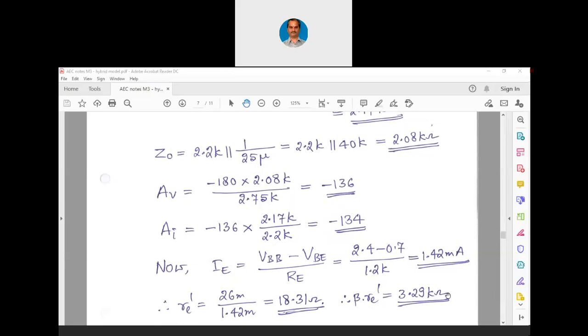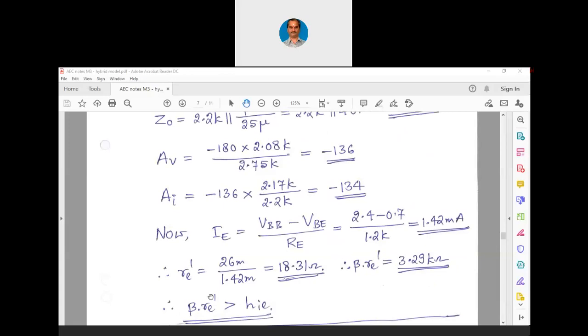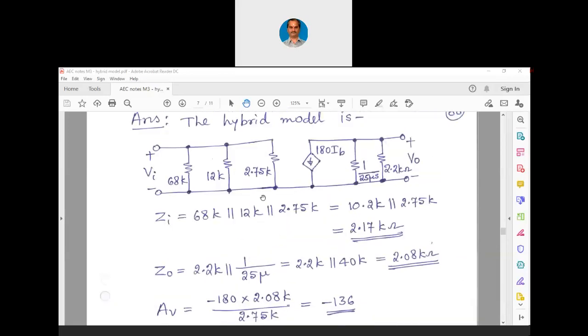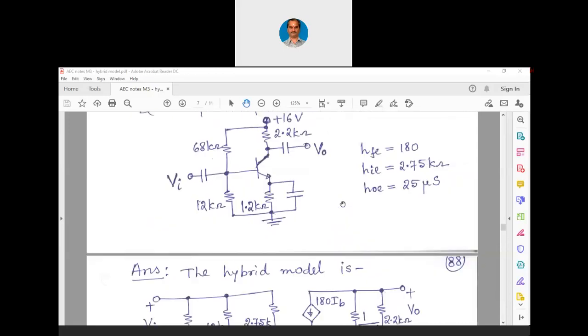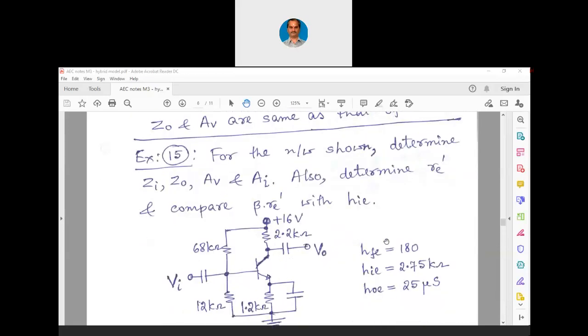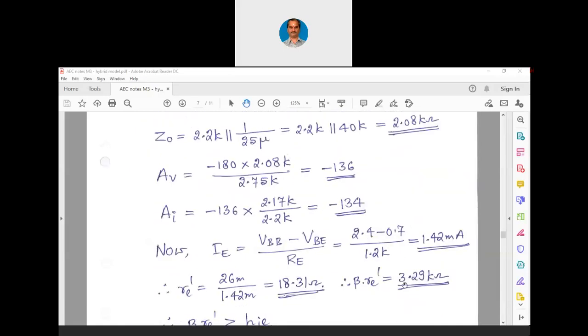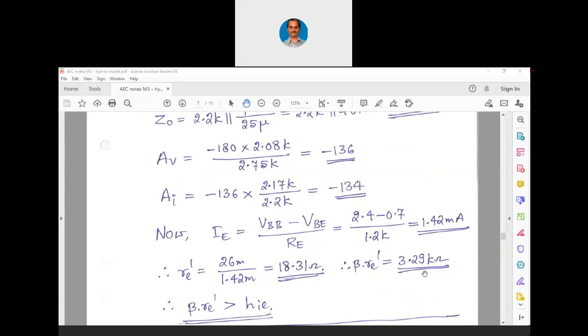Now compare this with HIE. Beta into RE dash is now greater than HIE. What was the value of HIE given? HIE given was 2.75 kilo ohms, right? You can see this here. And we get beta into RE dash as 3.29 kilo ohms, which means beta into RE dash is greater than HIE. Now, which one to follow? Whether to follow the RE model or the hybrid model, which one to follow? Can any of you tell me?